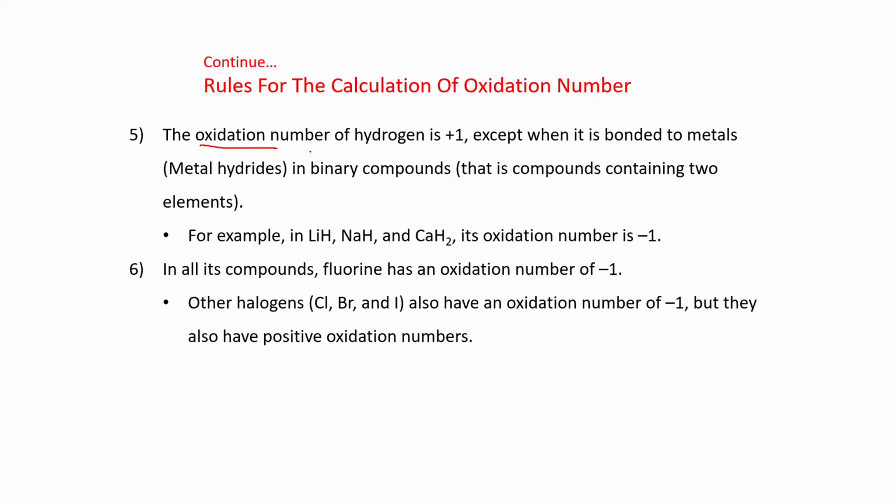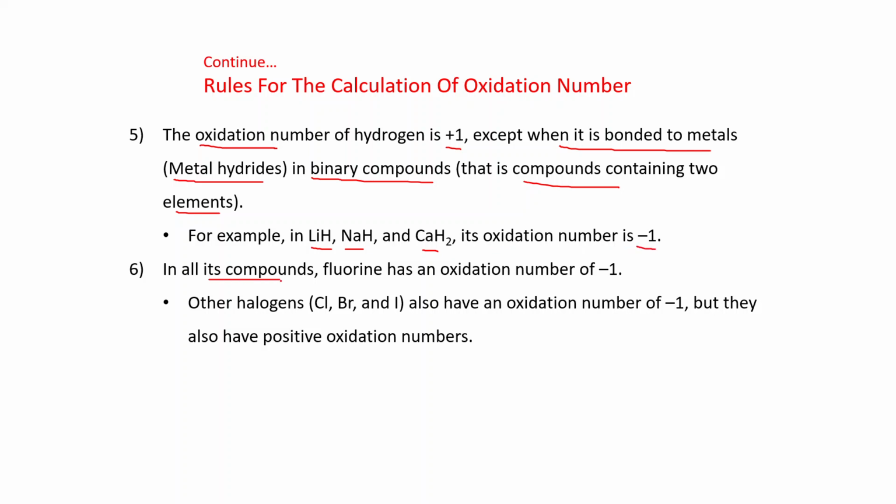The oxidation number of hydrogen is +1 in most of its compounds. But again, there is an exception: when it is bonded to metals. When it is bonded to metals, these compounds are known as metal hydrides, which are binary compounds. Binary compound means compounds containing two elements. For example, in LiH, lithium hydride, NaH, sodium hydride, CaH2, calcium hydride, the oxidation number of hydrogen is -1.